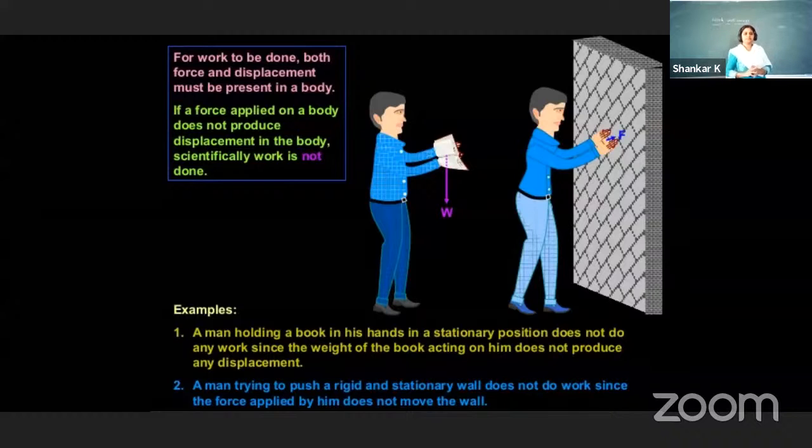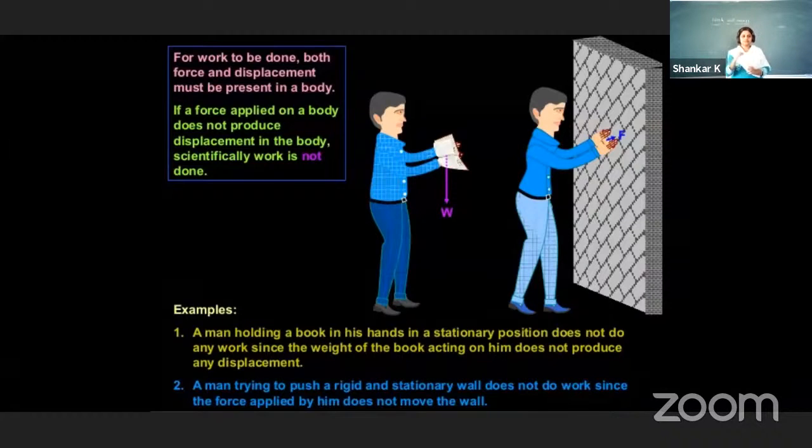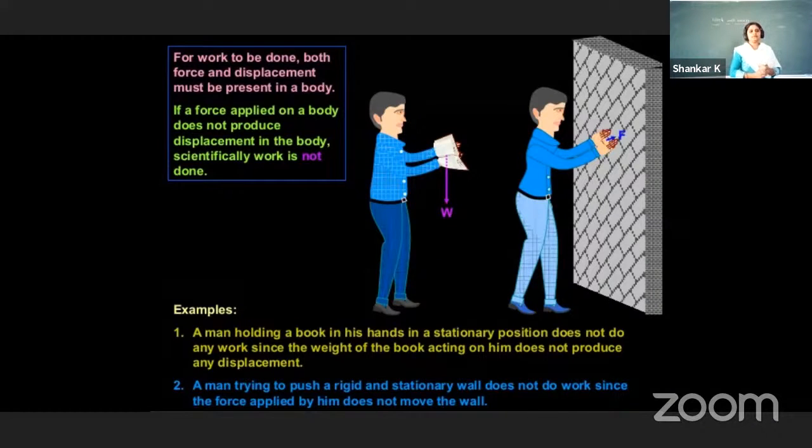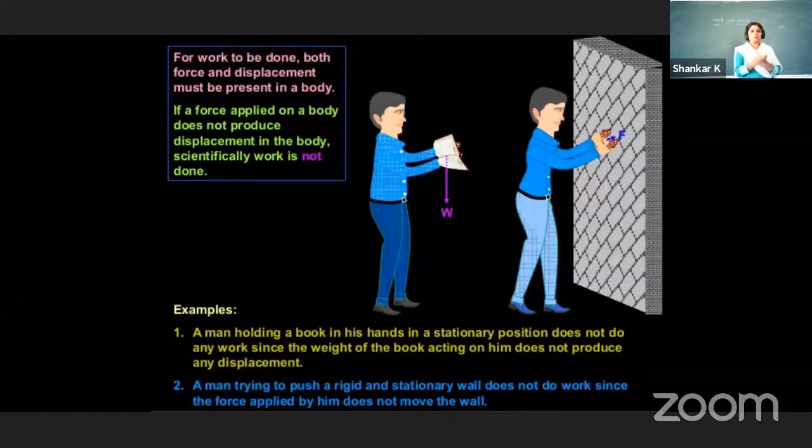When you leave the book down, you can see that the book falls on the ground, and we can say that work is done. Here, if he is holding that book in a stationary position, it does not work. You can say it is not work done. We say that.